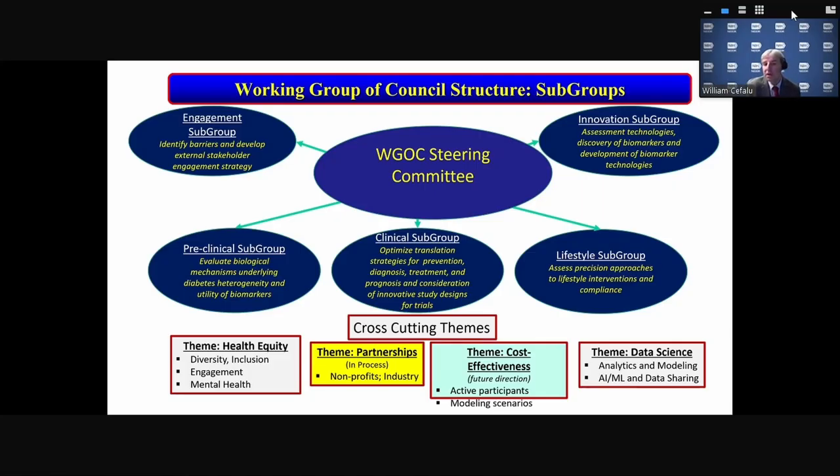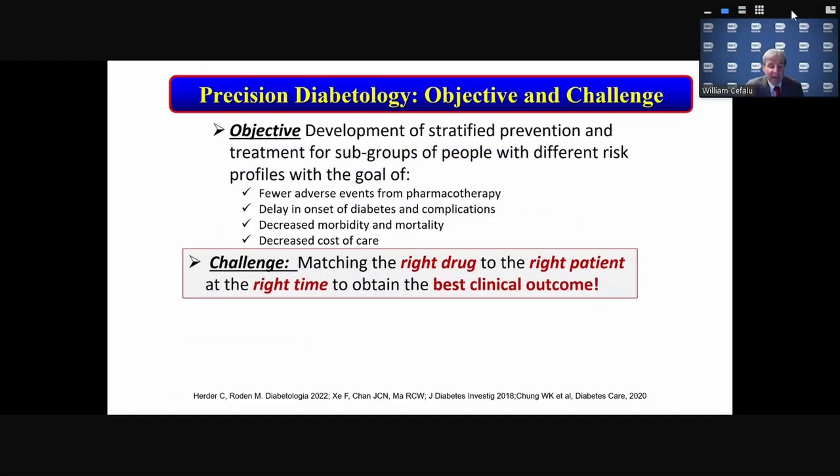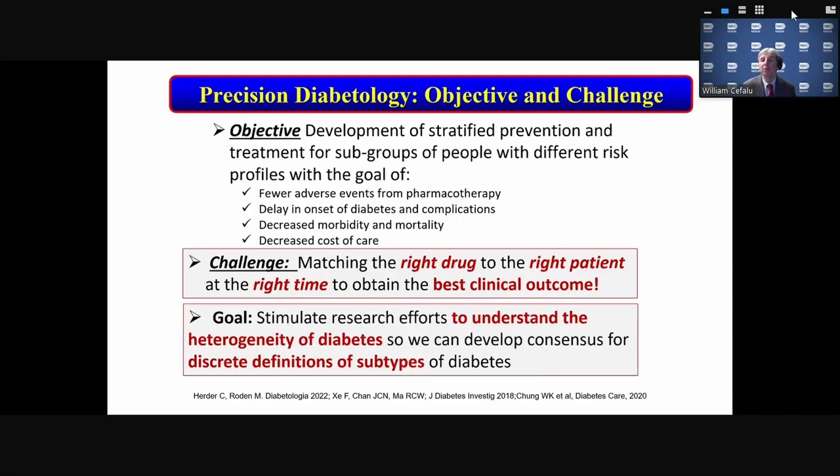So we're very interested in this direction at NIDDK and NIH, and we hope at the end of the day, at some point in the future, we will have the goal of precision diabetology and more stratified prevention and treatment for subgroups of people with different risk. Earlier in the lecture, I said the challenge is matching the right drug to the right patient at the right time for the best clinical outcome. Well, our immediate goal over the next couple of years is to stimulate research efforts to better understand the heterogeneity of diabetes, so we can come to a consensus for these discrete definitions of subtypes of diabetes that you've been discussing over the past many days.